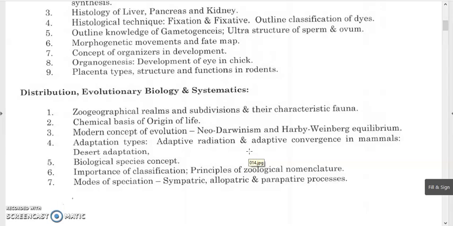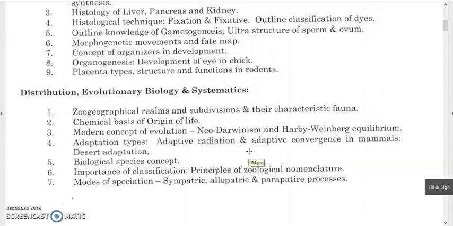Now then comes the biological species concept. What is a species actually? Species are actually or potentially interbreeding natural populations which are reproductively isolated from other such groups. Now from the biological species concept, you have to differentiate between the evolutionary species concept, morphological species concept and biological species concept, and different types of species concept you have to study.